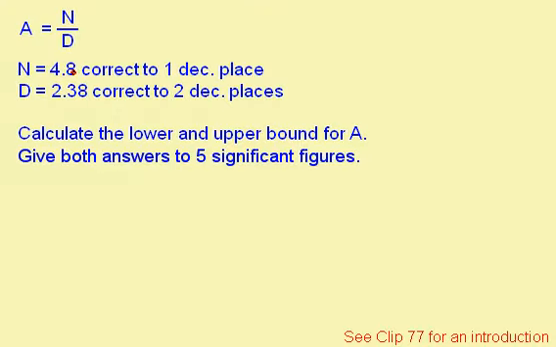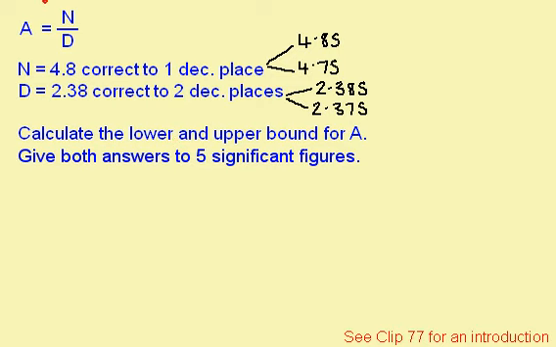I'm told that this number is correct to one decimal place. So the upper bound is 4.85 and the lower bound is 4.75. This number is correct to two decimal places. So the upper bound is 2.385 and the lower bound is 2.375.